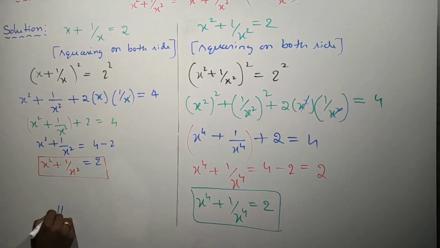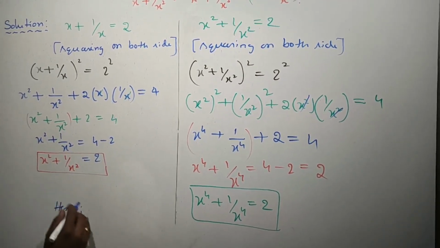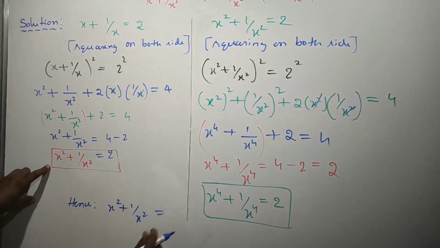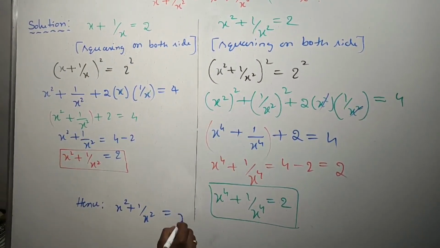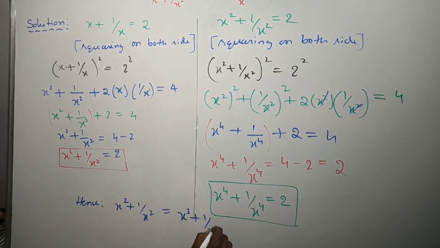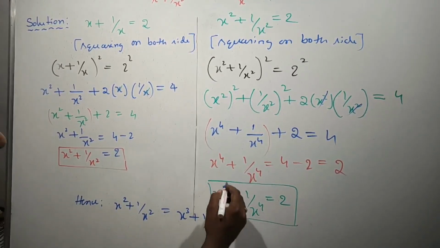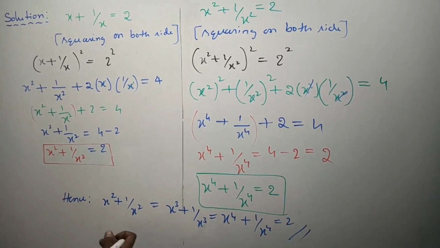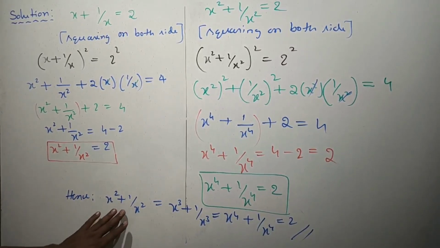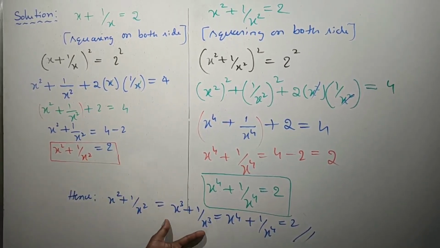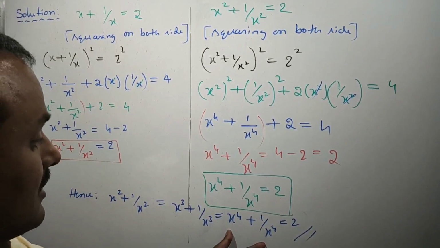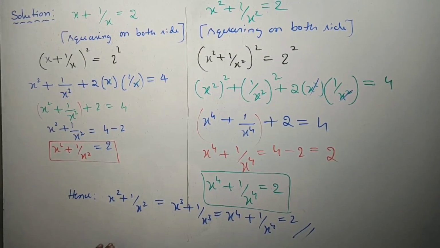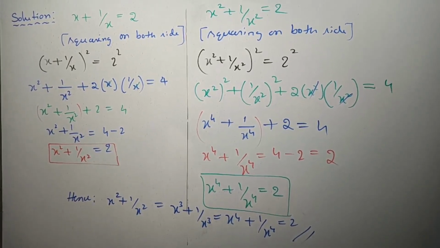Hence, we know the first term, x square plus 1 upon x square, is equal to 2. The second term, x cube plus 1 upon x cube, we also know is equal to 2. And x power 4 plus 1 upon x power 4 is equal to 2. Hence proved, children. Understand, easy it is. This term we got 2, this term we got 2, and this term value we also got 2 only, because these three terms are equal. Hence proved, that's all. Easy, children.